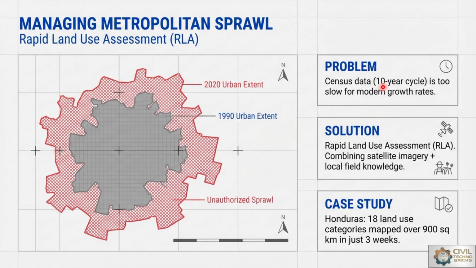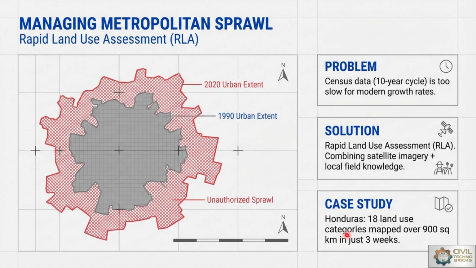So here the problem is that census data for the 10-year cycle is too slow for modern growth rates, because in the city the industrialization and urbanization growth is too high. So a 10-year cycle of census data is too slow for analysis. The solution is that we have to plan rapid land use assessment, that is RLA, combining satellite imagery plus local field knowledge, which is the exact option in front of the engineers.